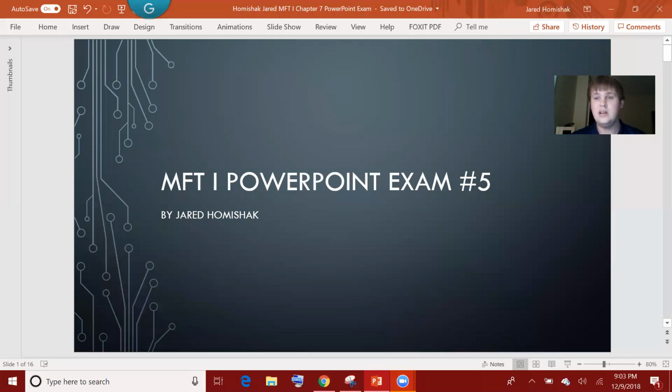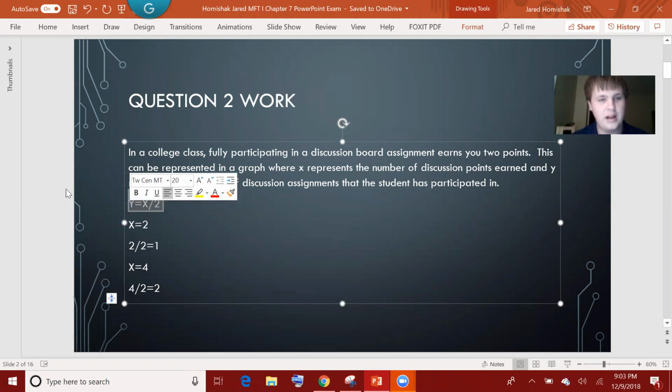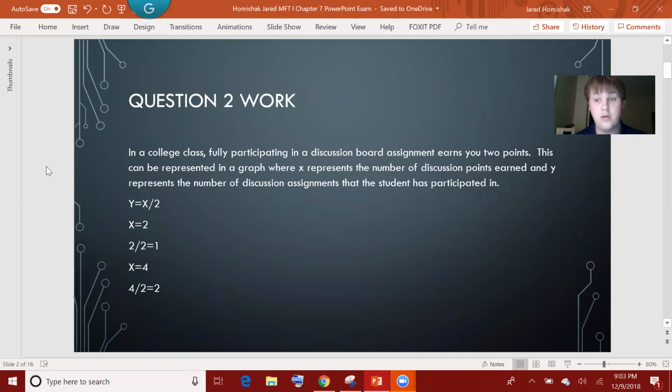Alrighty, so first, we're going to start off by looking at the second question. That is about creating a scenario that involves using a graph to create a question about it. Basically, let me explain. For the first one, the equation here is y equals x over 2. Now, based on that, I took those words and made a question out of it. In a college class, fully participating in a discussion board earns you 2 points. You can read the rest of that if you want, but basically, it's just something as simple as taking the numbers and creating a problem out of it.